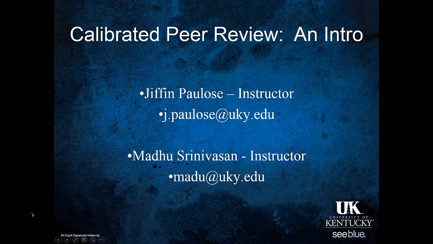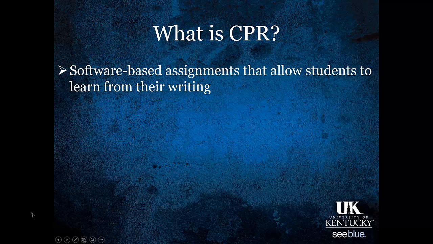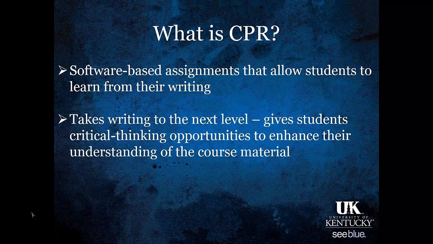So what is Calibrated Peer Review? It's a software-based assignment system that allows you as students to learn from your own writing. The way we do this is we take writing to the next level and give you critical thinking opportunities to enhance your understanding of the course material.